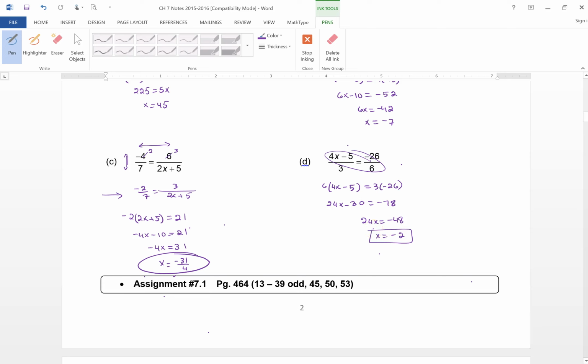All right, and that is section 1. So this homework will be due after the test, okay?